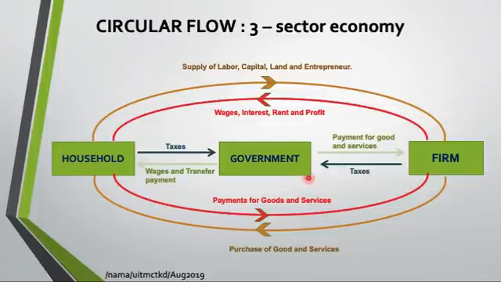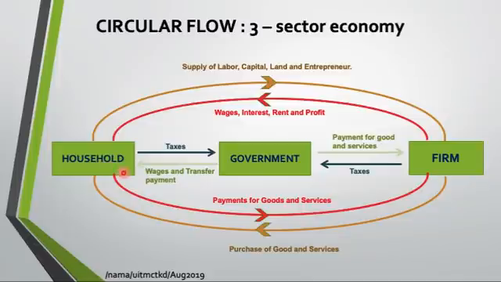So untuk explanation household and firm sama dengan two-circle flow, cuma kita tambah lagi satu component, which is government. Government, firm and household will pay tax to the government. So sekarang ni government dapat government revenue, and government revenue will be used as a payment for goods and services to the firm. Dan juga pay wages and transfer payment to the household.